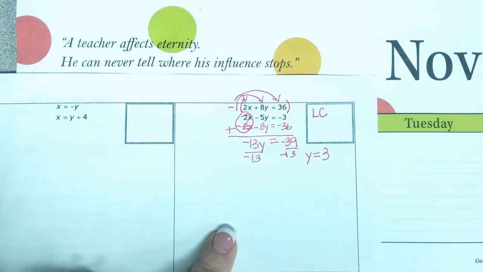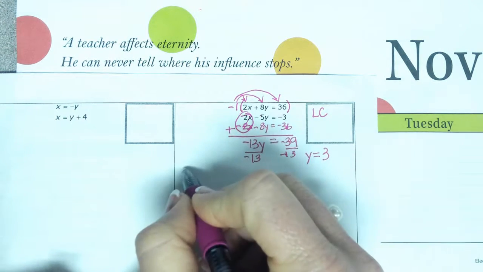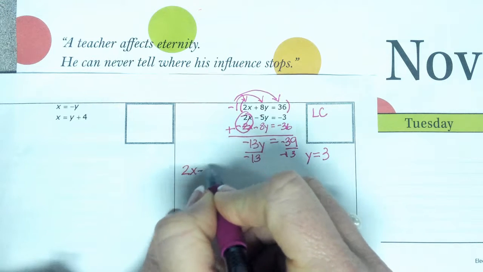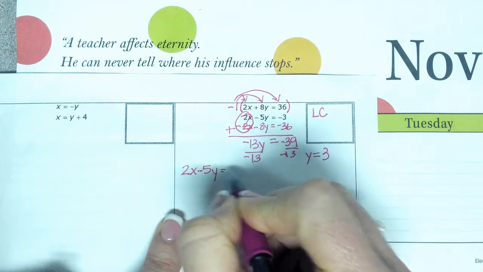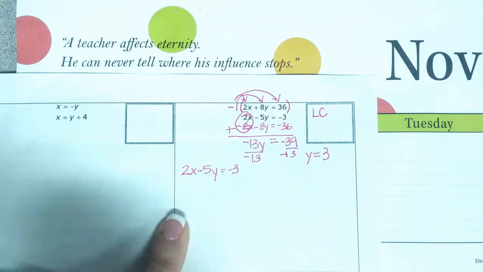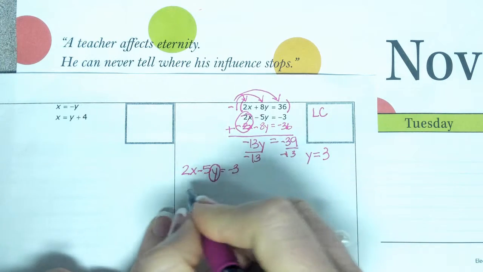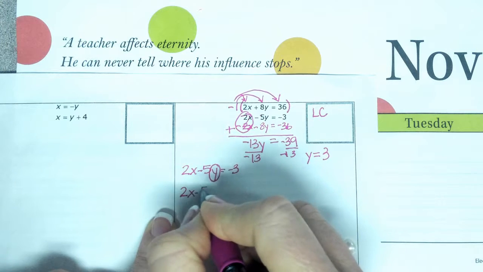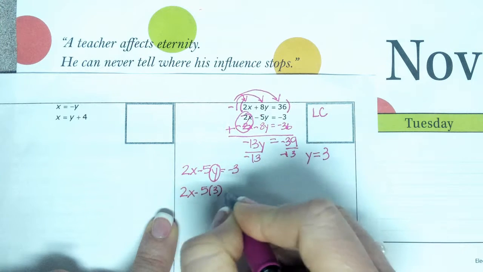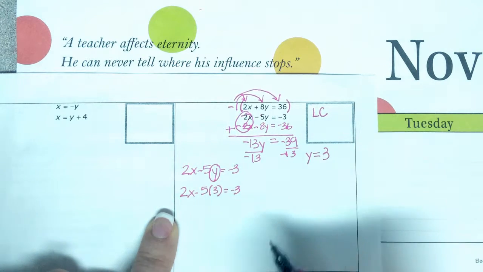So now we have one of our variables solved for, and we have to solve the other one. So we can choose either equation, right? Either of the original equations. So which one do y'all want to use, the top or the bottom? The bottom? Okay. So we're going to use the 2x minus 5y equals -3. So this y we're going to replace with what? With 3. So when we do that, we get 2x minus 5 times 3 equals -3.